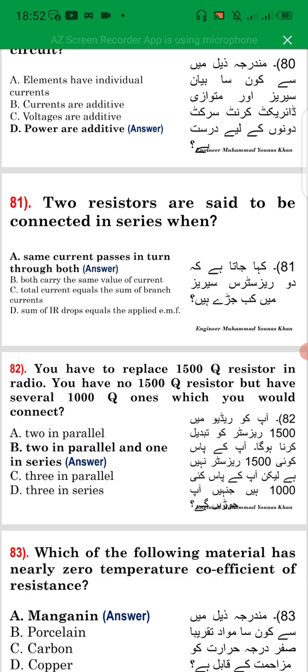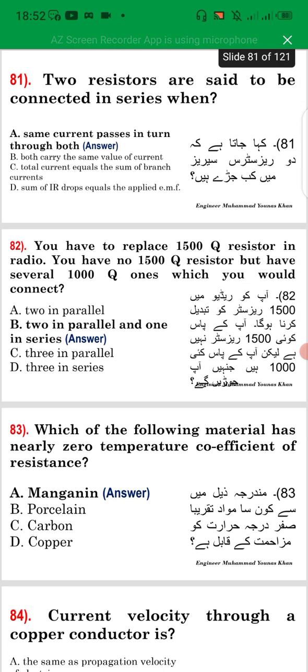You have to replace a 1500 ohm resistor in a radio. You have no 1500 ohm resistor but have several 1000 ohm ones. Which would you connect? Two in parallel and one in series. Three in parallel. Three in series. Two in parallel and one in series.